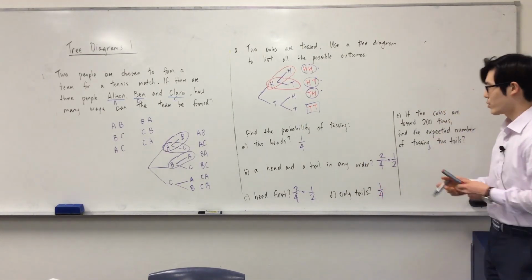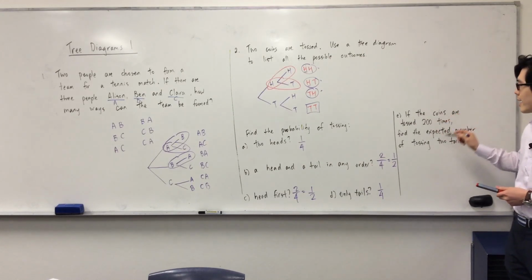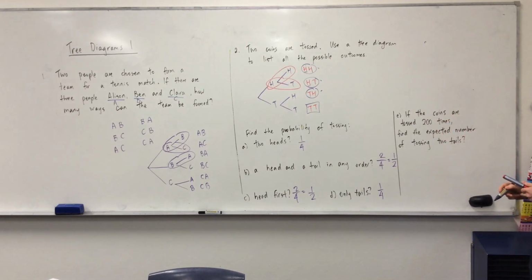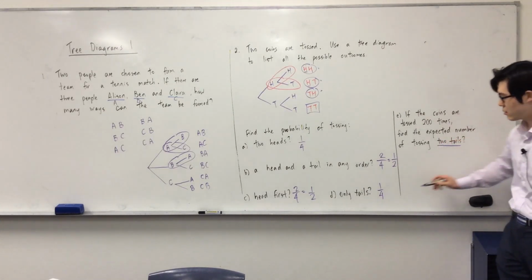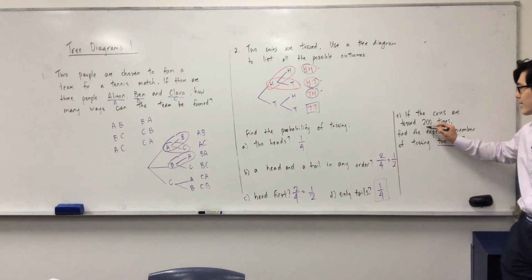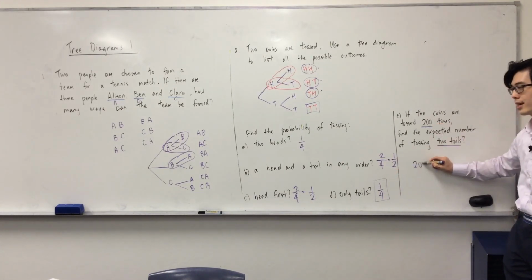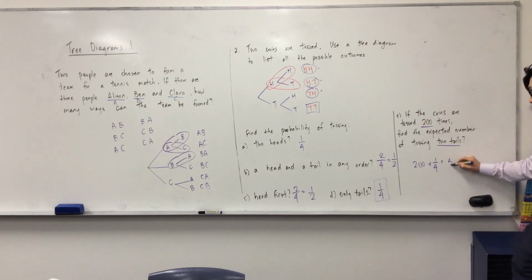Now, this is an extra question here. If the coins are tossed 200 times, what is the expected number of tossing two tails? So the easiest way to do that is basically the probability of tossing two tails is 1 out of 4, yeah? What you need to do is just get that number and times it by 200. Okay, that will actually calculate the number. 200 divided by 4, yeah, that's right, 50 times.